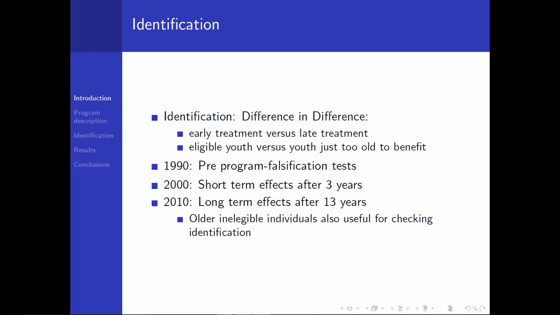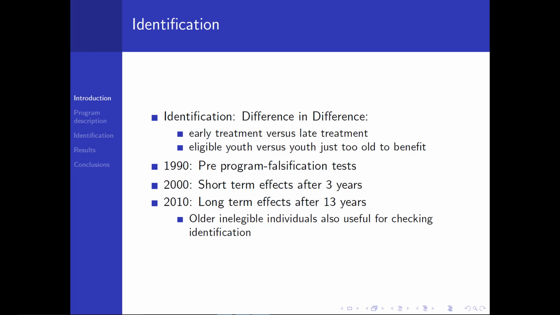Right. So the point is that there could be labor market effects, and I'll assume those are similar by age. Okay, so I'll use the 1990 data, which is pre-program, to test the specification. And you can also use older individuals as a type of control group in 2010, because again, they shouldn't have effects on education.